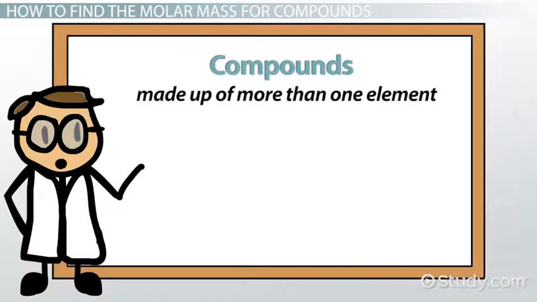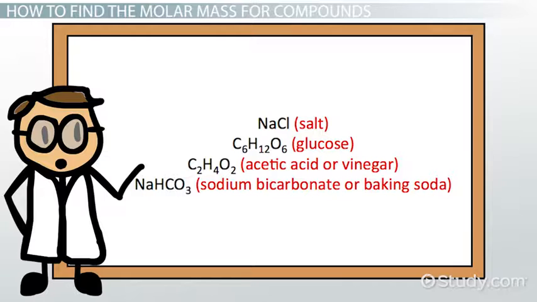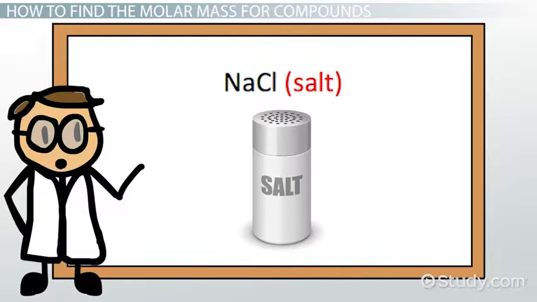Compounds are substances that are made up of more than one element. For example, some common compounds include salt, glucose, acetic acid or vinegar, and sodium bicarbonate or baking soda. The compound sodium chloride is made up of two elements, namely sodium and chlorine. Let's use this compound, sodium chloride, as our first example on how to calculate the molar mass for compounds.